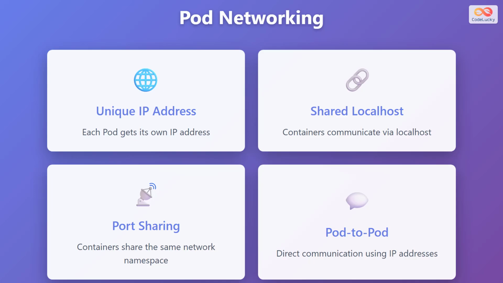Let's talk about how networking works in pods. Each pod gets its own unique IP address, making it individually addressable on the network. All containers within the same pod share a localhost connection, meaning they can communicate with each other as if they were running on the same machine. Containers within a pod also share the same network namespace, which includes ports and network interfaces. When pods need to communicate with each other, they use their unique IP addresses for direct pod-to-pod communication across the cluster.